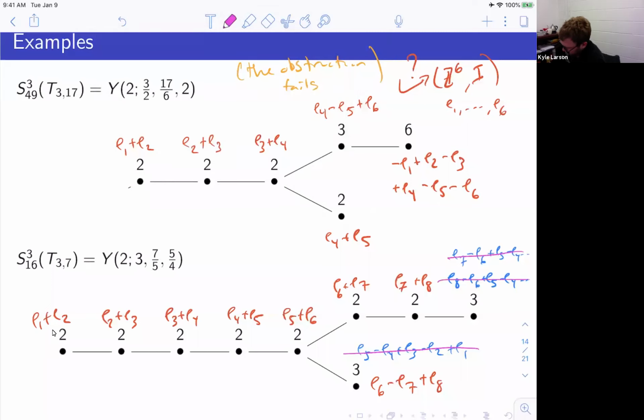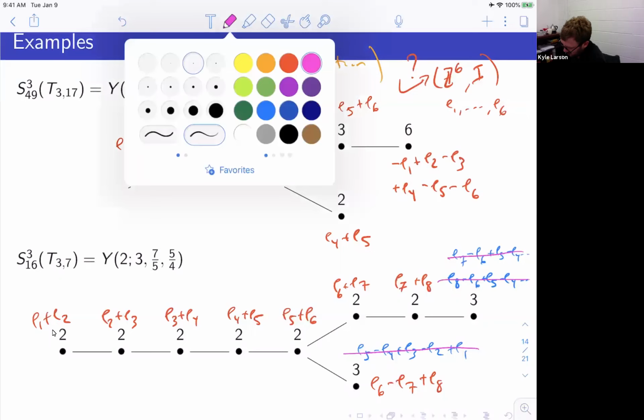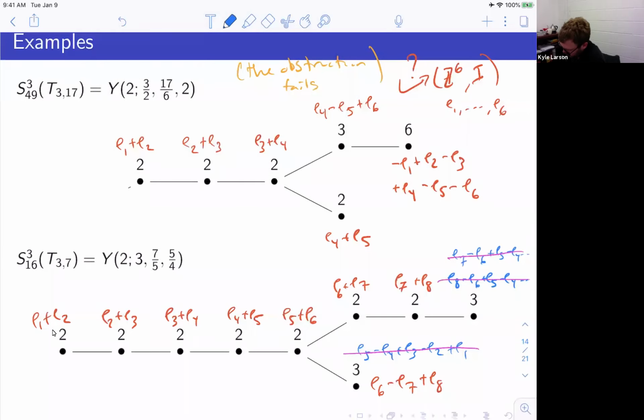And this is proof that this lattice does not embed in the standard lattice of rank 9. So in other words, the obstruction applies. And so this argument here implies that this manifold doesn't bound a rational homology ball.